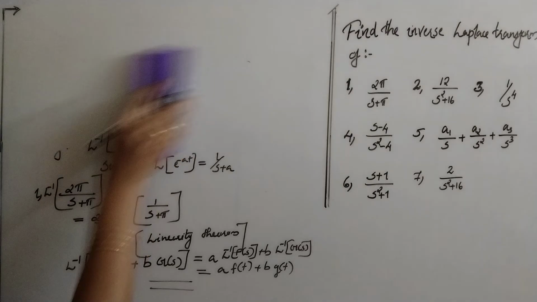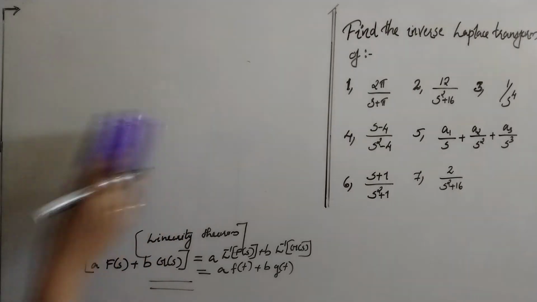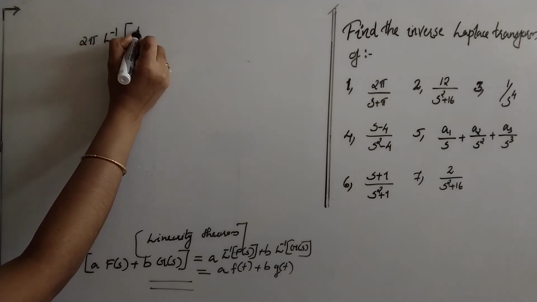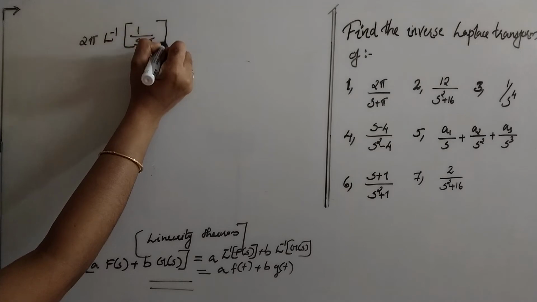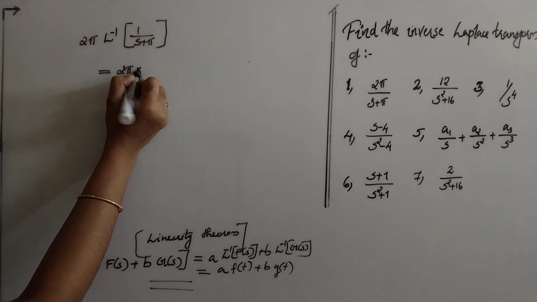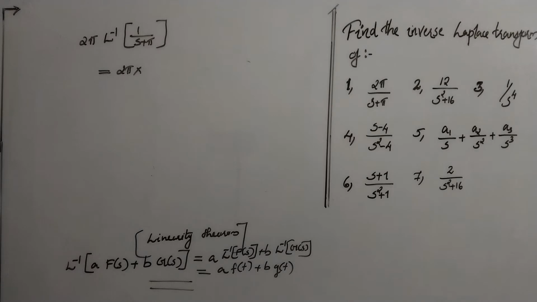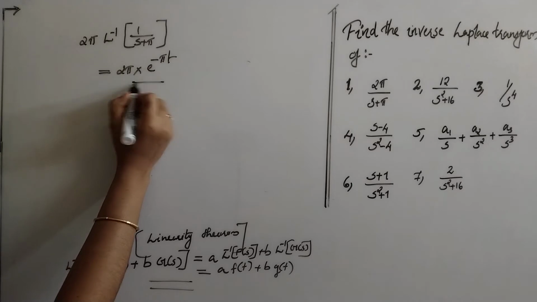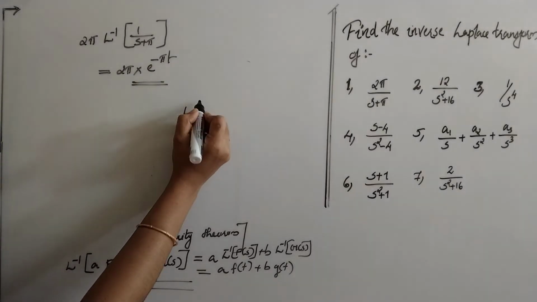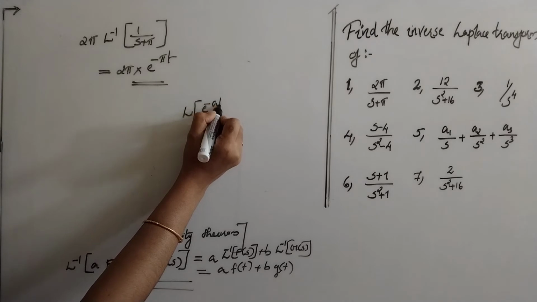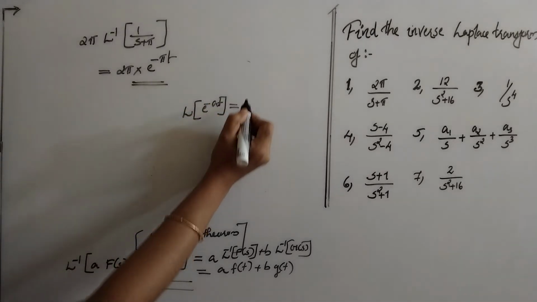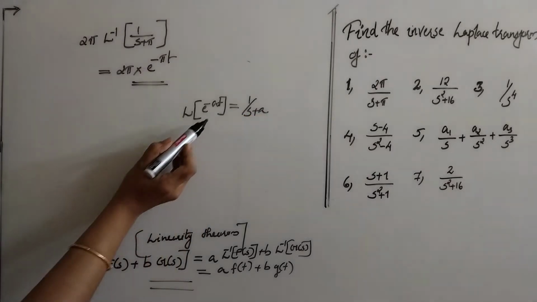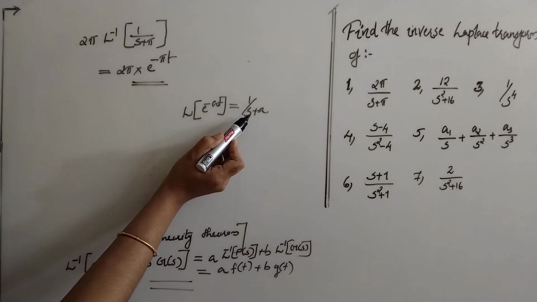Now, that becomes 2 pi into L inverse of 1 by s plus pi, which is e raised to minus pi into t, since Laplace transform of e raised to minus at is equal to 1 by s plus a.